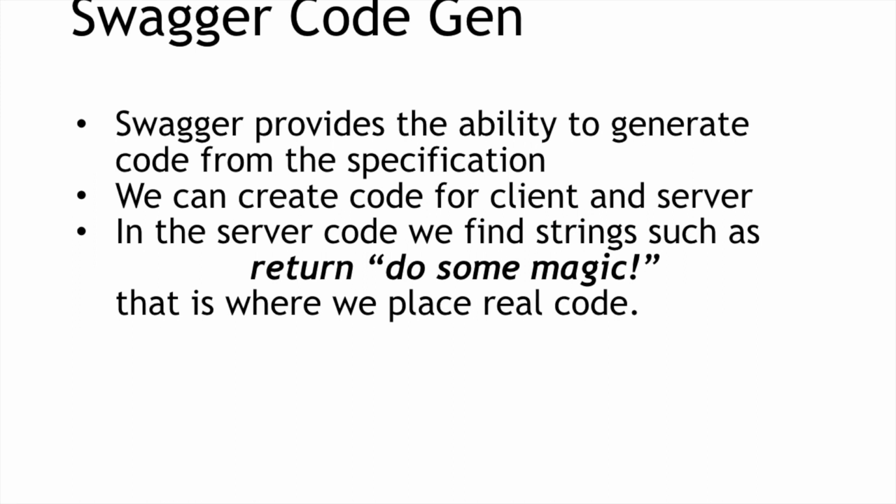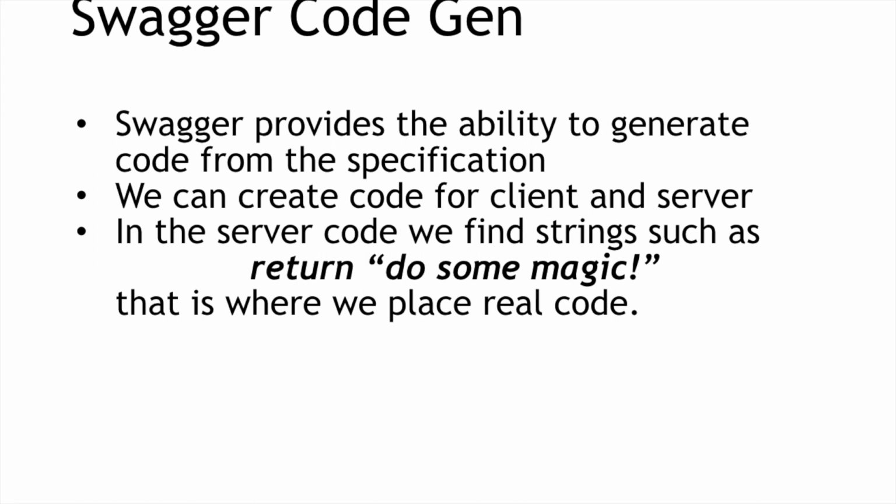However, on the server side, we have a lot of code changes to do at the intersection where the API actually invokes real functionality. This is showcased in the code itself with the line "return do some magic." You have to locate all of them in the generated Swagger server code and replace this with real code. Let's walk through the steps that we have.